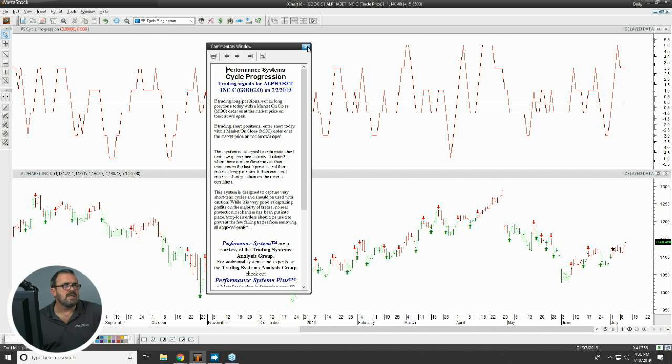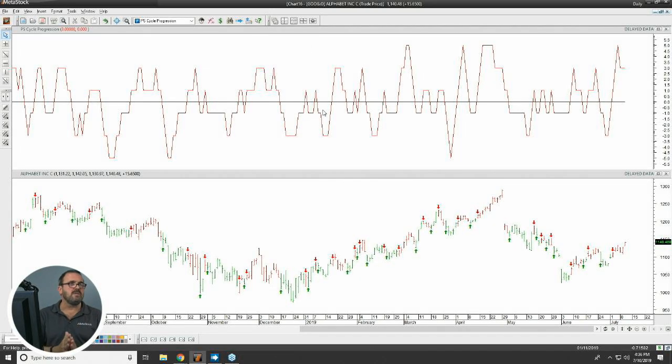All right. So again, I'm not telling you that the cycle progression is the best system that anybody should use, that we should use today, but it's what came up today for our particular test, and it's one that's definitely worth looking more into.